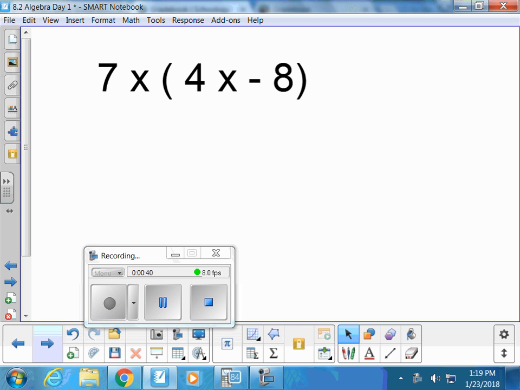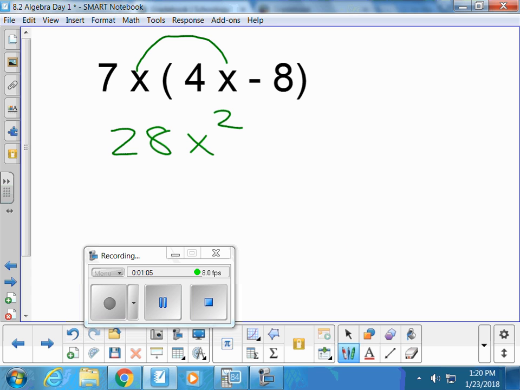We have a monomial out front, 7x, and we have a binomial on the inside, 4x minus 8, and we're going to do some distributing. So I'll draw my rainbow, and you guys tell me what I would get. Ready? What is 7x times 4x? 28x squared. So let's talk about why it's a squared.